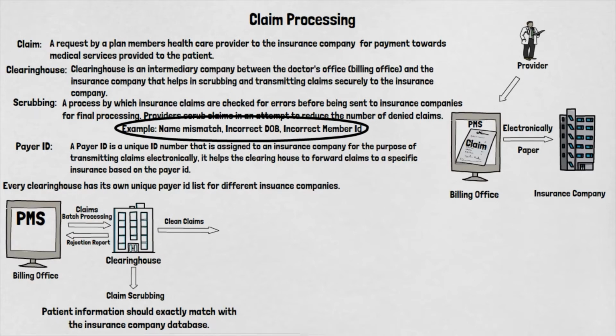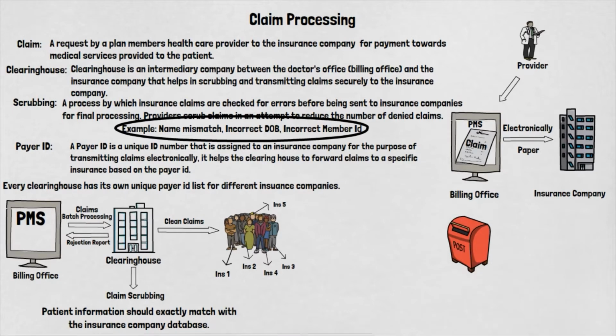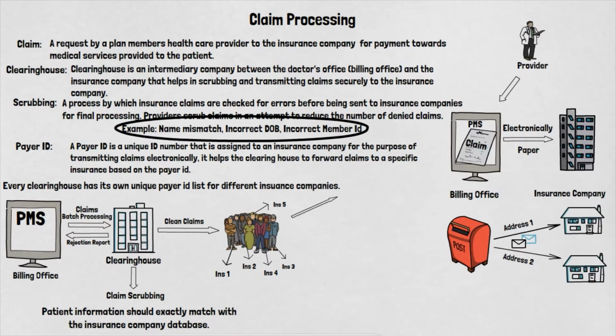Now, how will the clearinghouse decide to which specific insurance company a patient's claim must be forwarded to? As shown in the figure, different patients have insurance policies through different insurance companies. Now, in order to understand this concept in a simple way, consider the example of the postal department and how letters are delivered to different houses based on the address mentioned on the envelope.